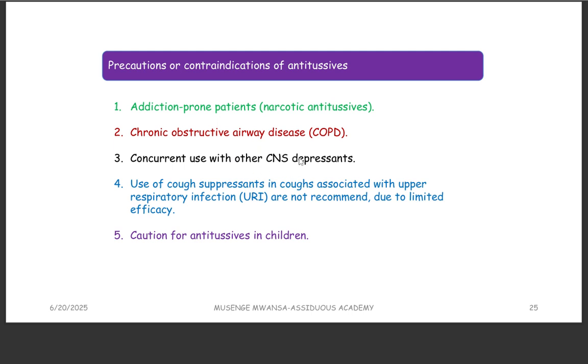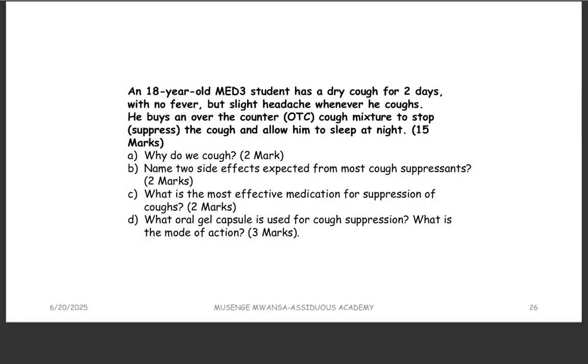Concurrent use with other central nervous system depressants requires precaution because they can actually add up and depress more. Use of cough suppressants in coughs associated with upper respiratory infection is not recommended due to limited efficacy. So you want to not really give it to someone that has got an upper respiratory tract infection. And then caution in children, as we said, the respiratory system is not fully developed. Okay, so that is basically it.